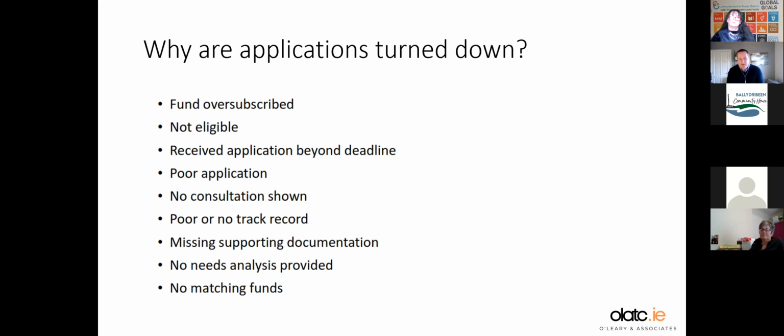A lot of groups apply for grants they're not eligible for. They just don't read the criteria, which is kind of crazy, to be honest, but a lot of groups do it. They submit applications for the sake of it. Deadlines: the application was received beyond the deadline. With online applications, that's no longer the case, because if you missed the deadline, you can't actually submit the application anyway, because you can't get into the system anymore.